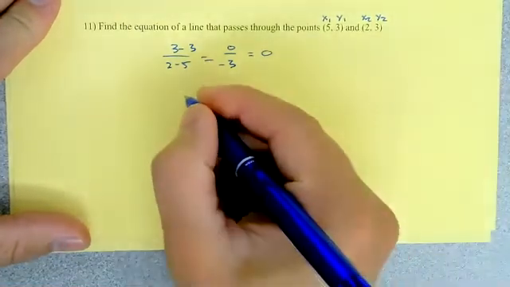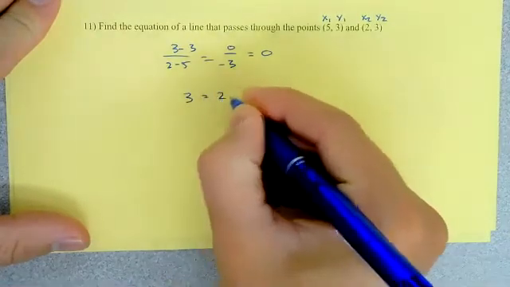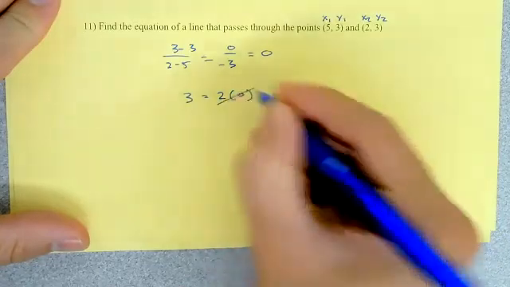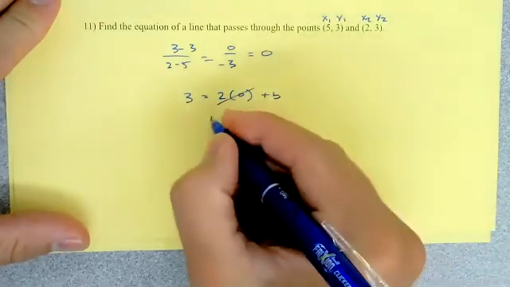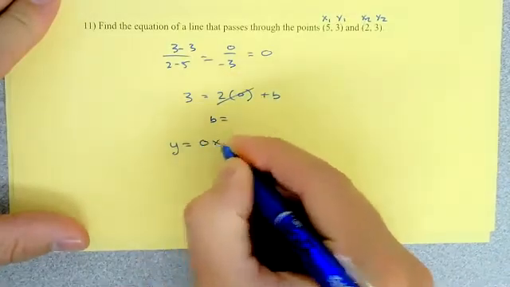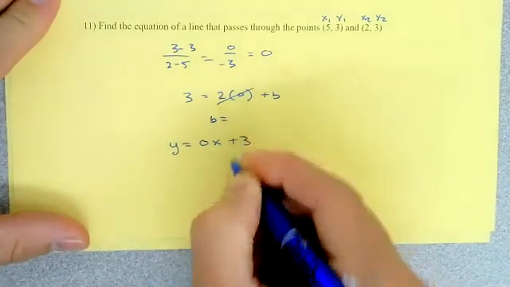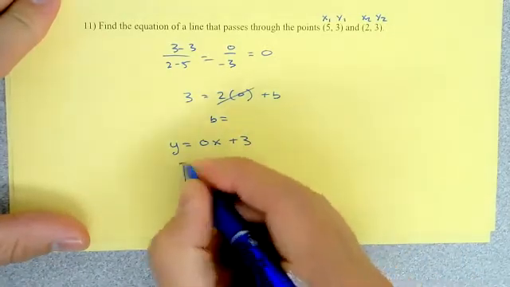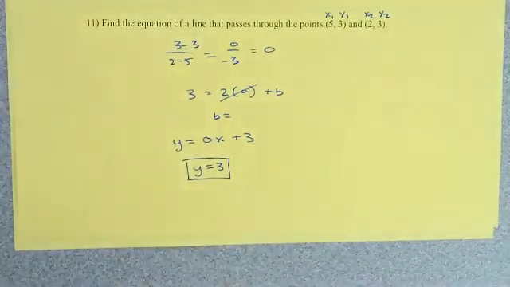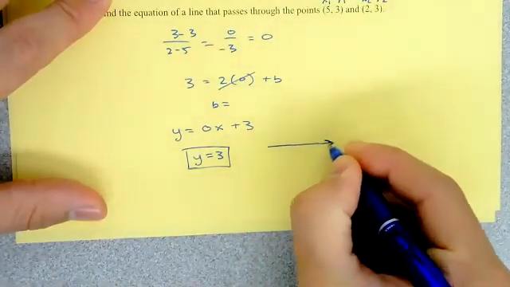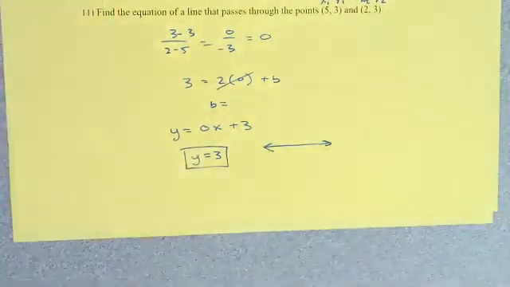So now if you plugged in either of those points, you'd get a b value of 3. So I'd write it as y equals 0x plus 3. Okay, but we don't really need to write the 0x, so we can just write it as y equals 3. And that would just look like a horizontal line like that.